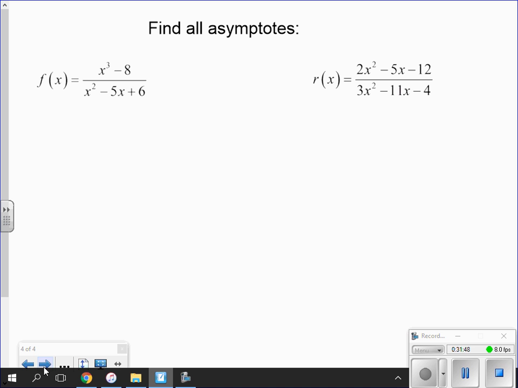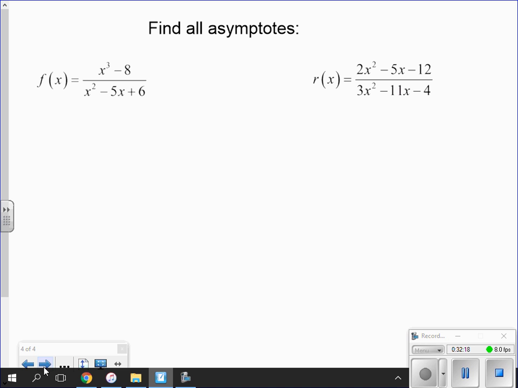Okay, so final asymptotes. Okay, first one. Do I have any vertical asymptotes? Is the denominator 0 at any point? Yes. Yeah, where is my denominator 0?